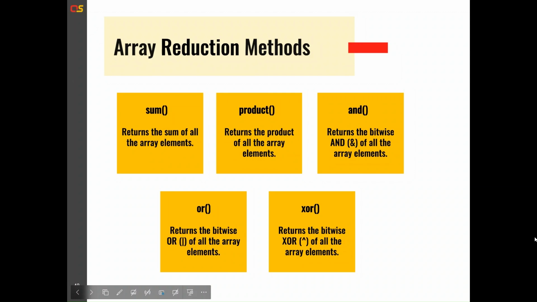Third is AND. It performs a bitwise AND operation on all elements of the array. It is useful in scenarios where logical intersection of all bits across elements is needed. The output is the bitwise AND of all the elements.